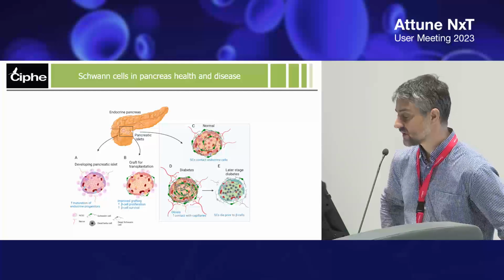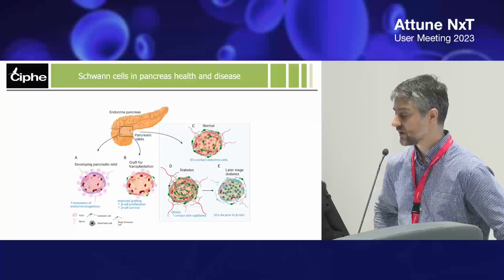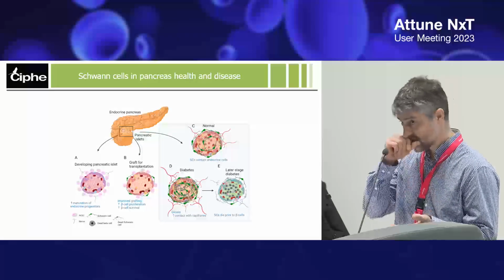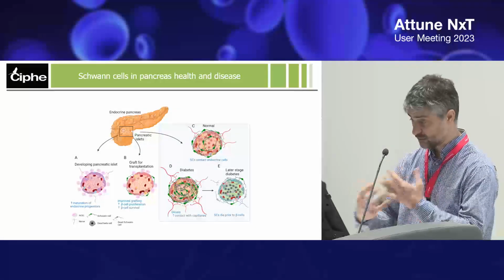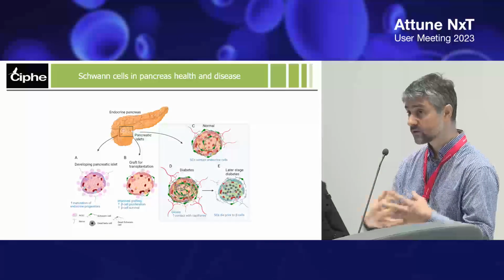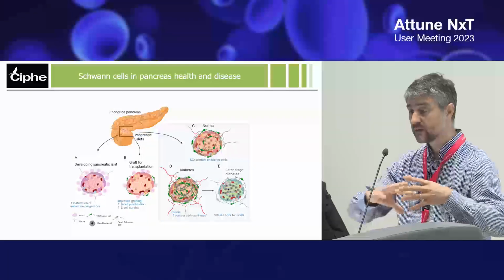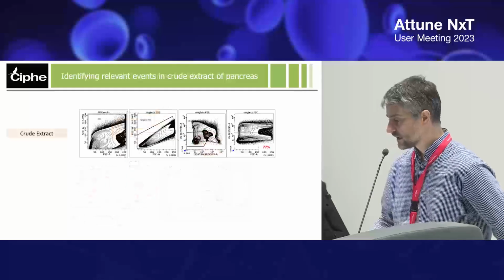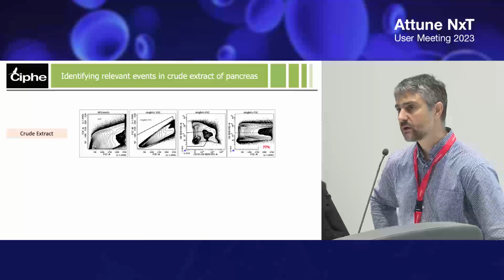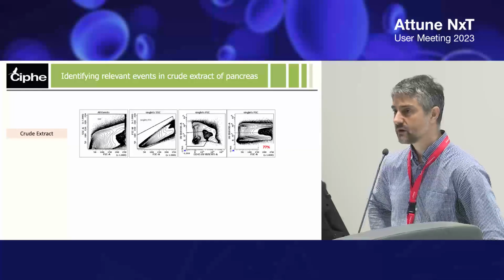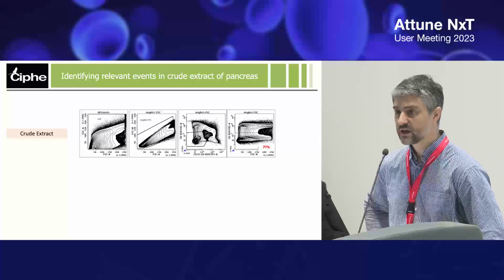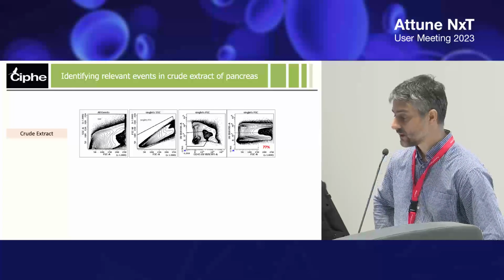And these Schwann cells are actually fibroblastic, mesenchymal cells that are there when you have a challenge in the pancreas. They change their properties and attract neurons to be able to re-innervate the damaged structure of the pancreas. But when you dissociate the pancreas and look at the crude extract profile, it looks like this, and it's a mess.